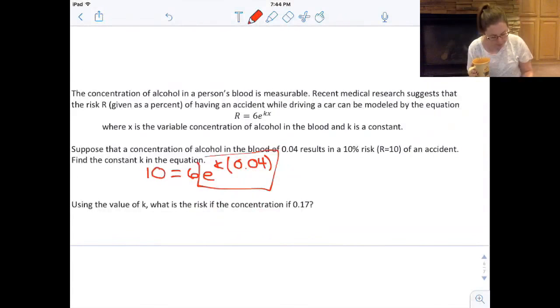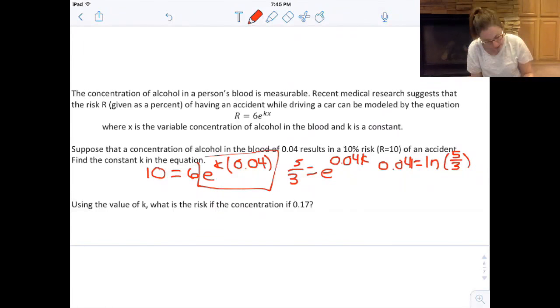And I'm sorry, that would be a k on that side too. And then divide by 0.04. This would be ln 5/3 over 0.04. If it said exact form, you could leave it like that. If it said to round, then plug in and round. So that's your value for k.